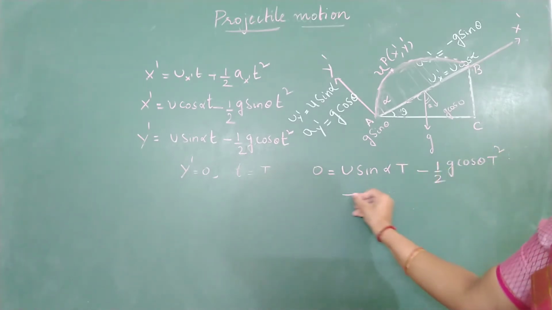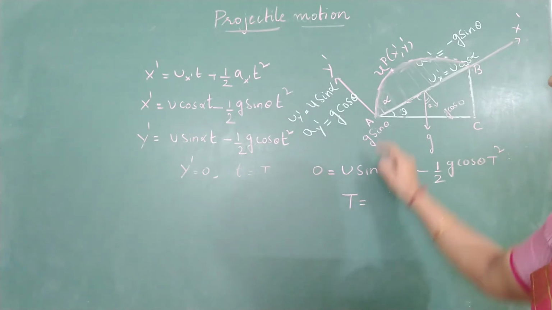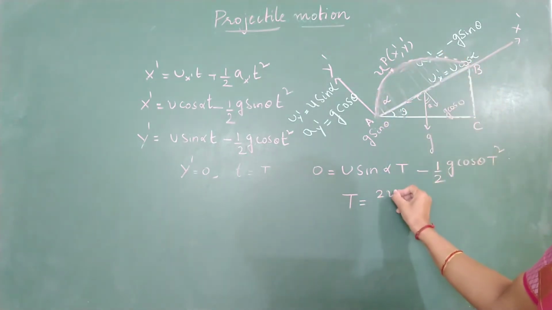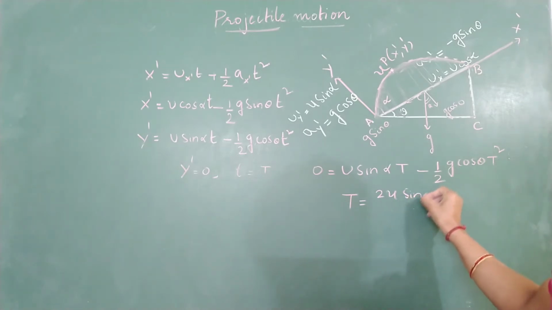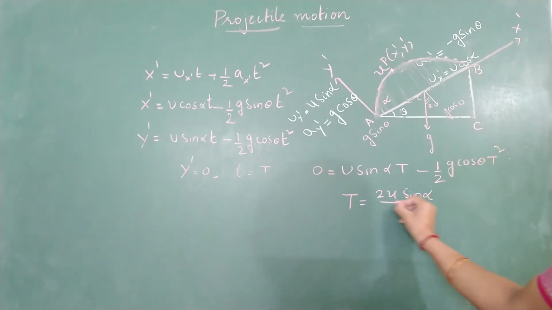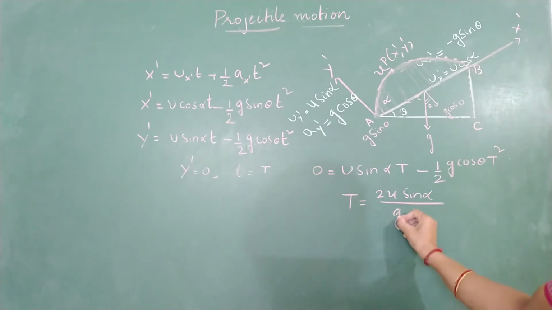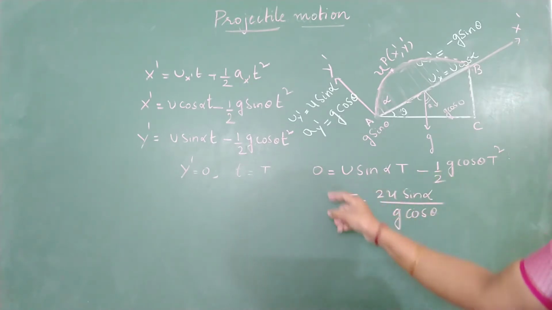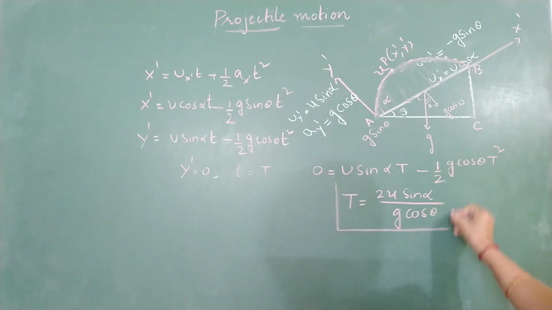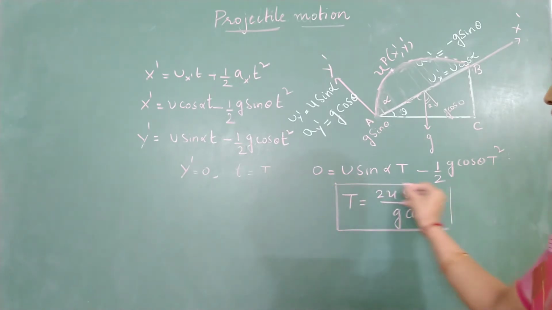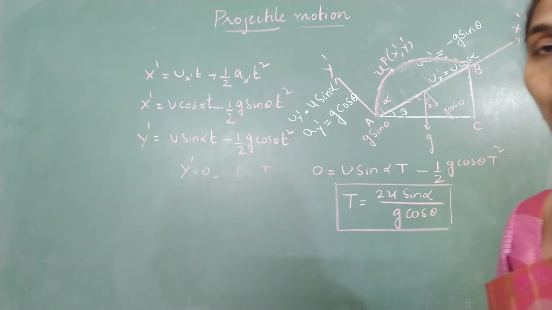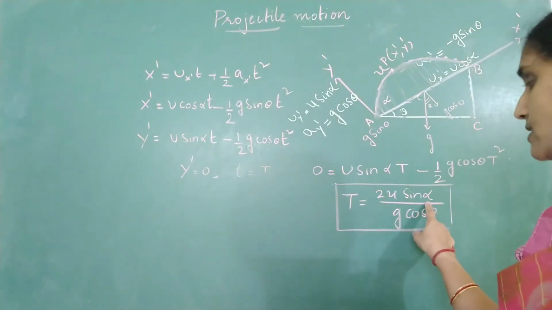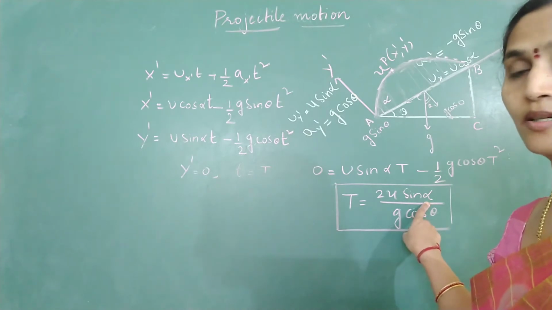What is the time of flight of this oblique projectile projected up the inclined plane? Solve this relation. You will get the time of flight as 2u sin alpha divided by g cos theta, where theta is the angle of the inclined plane and alpha is the angle at which you have projected the body.